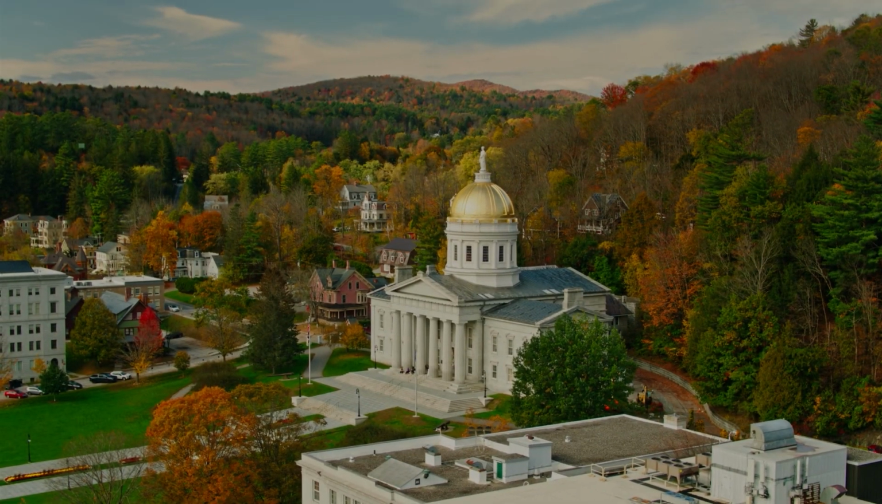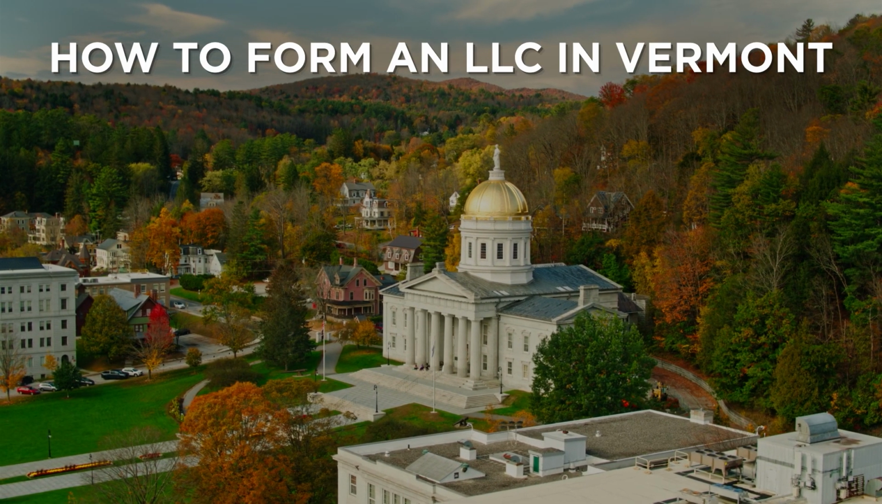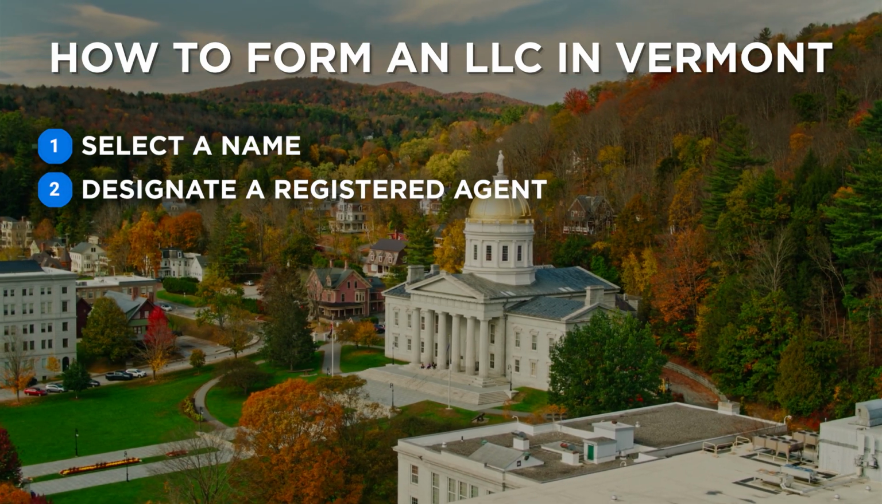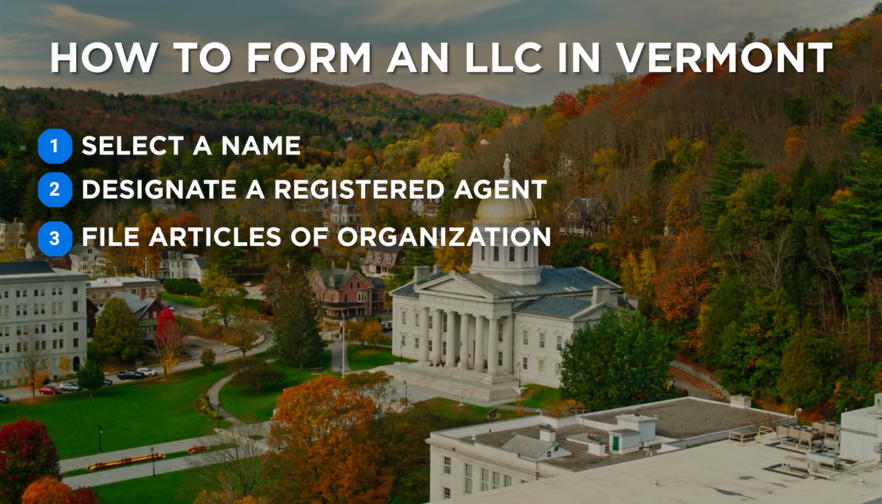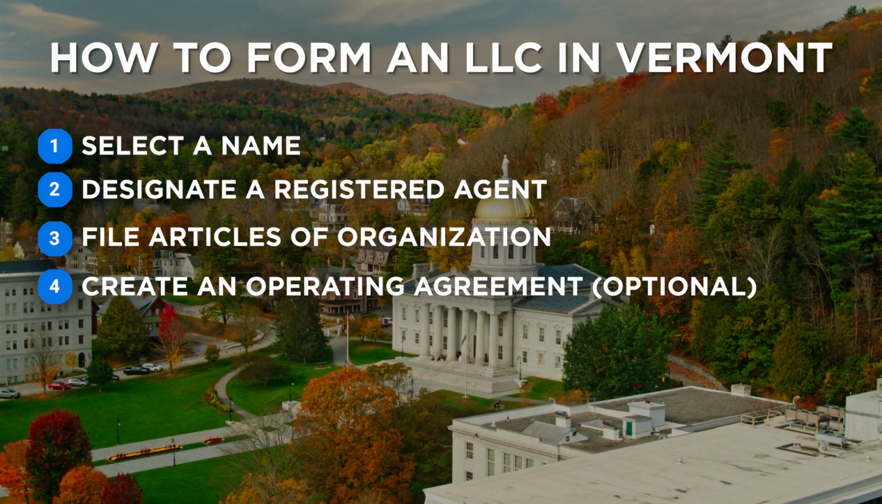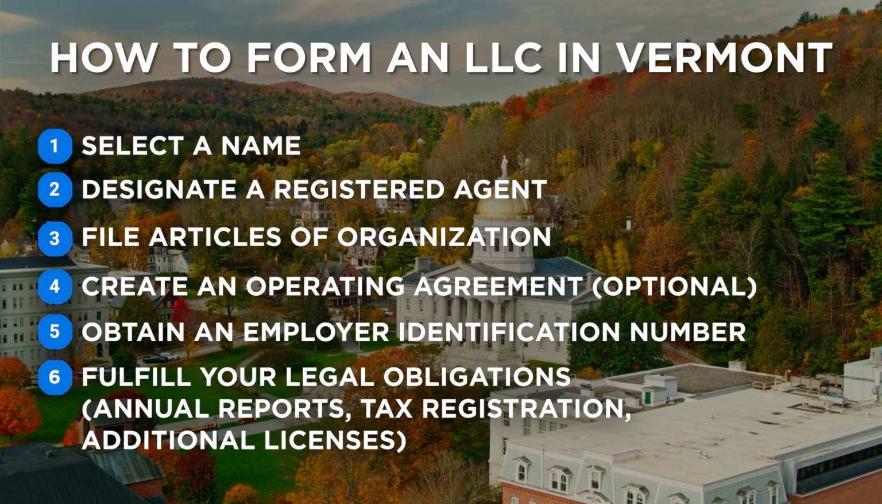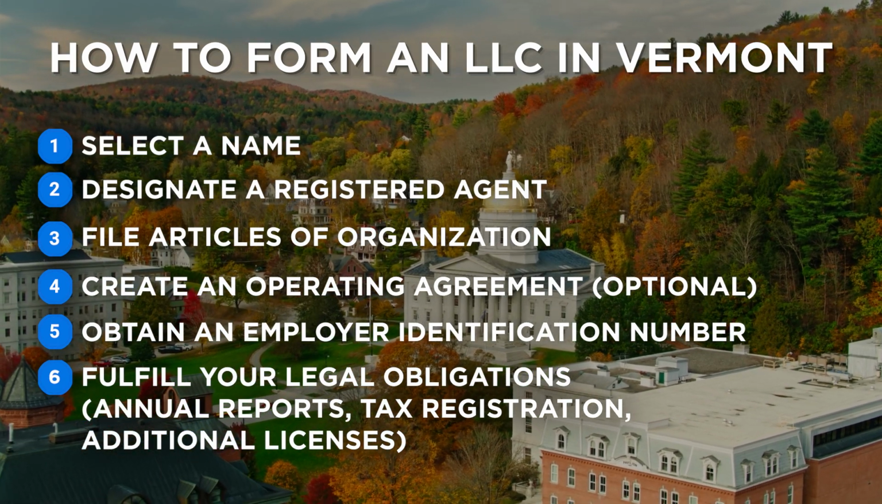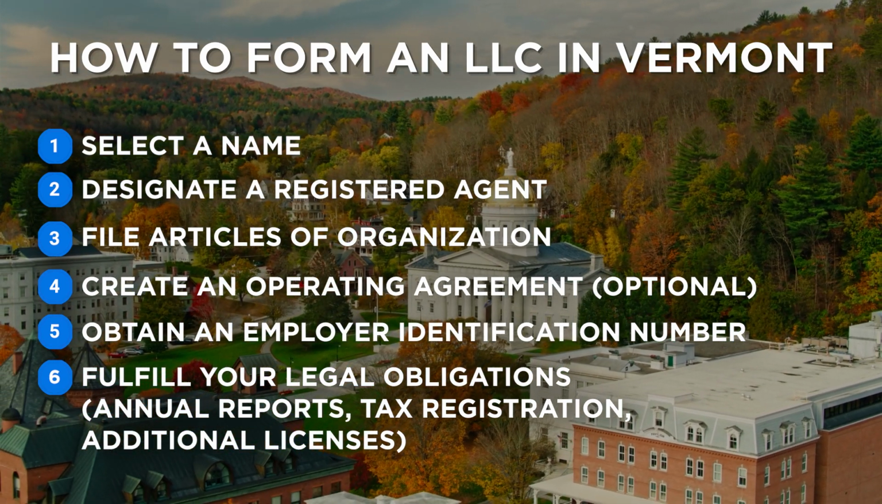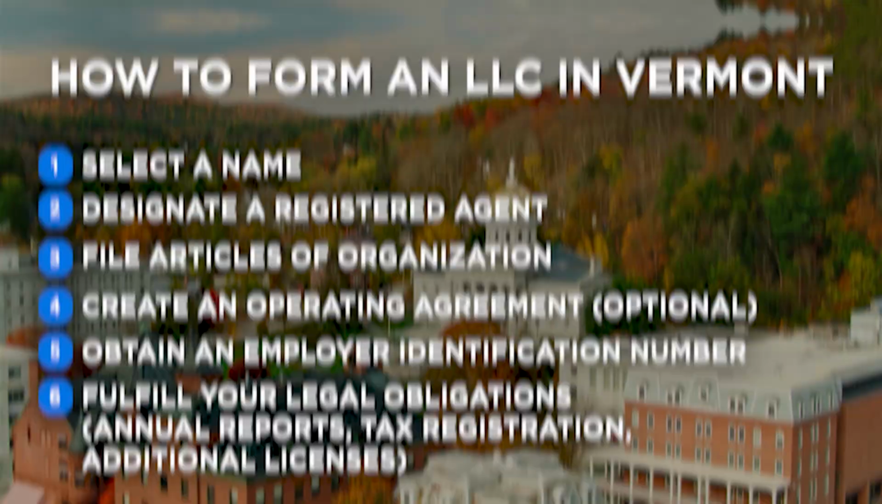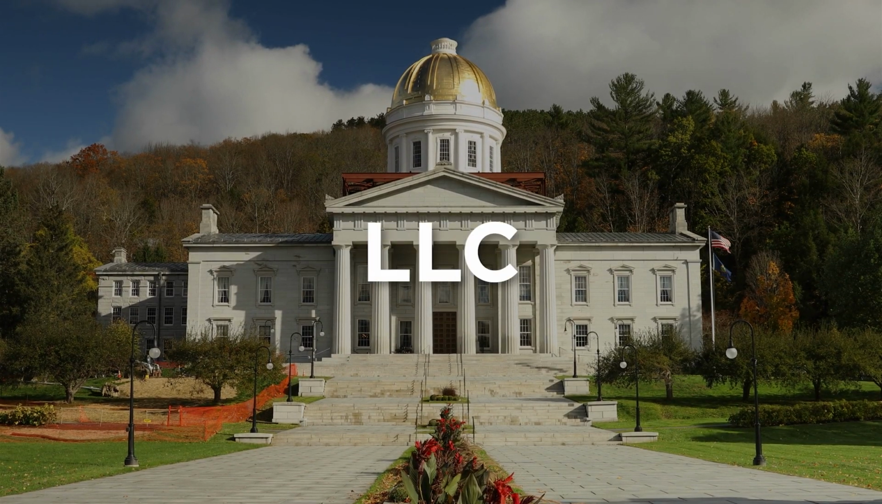So, to sum it up, how to form an LLC in Vermont. 1. Select a name. 2. Designate a registered agent. 3. File Articles of Organization. 4. Create an operating agreement. 5. Obtain an Employer Identification Number. 6. Fulfill your legal obligations, particularly relating to filing annual reports, registering with the Department of Taxes, and applying for any additional licenses you may need. By following these steps, you can form an LLC in Vermont.